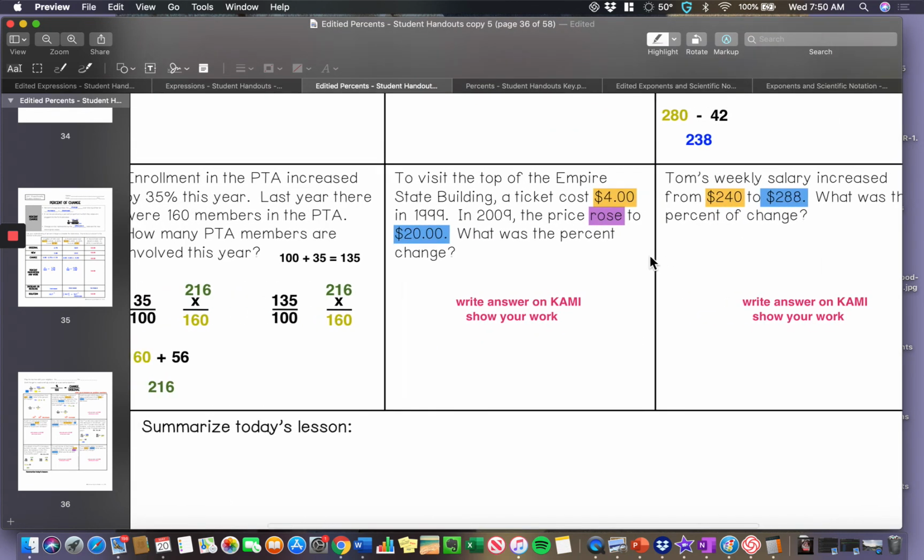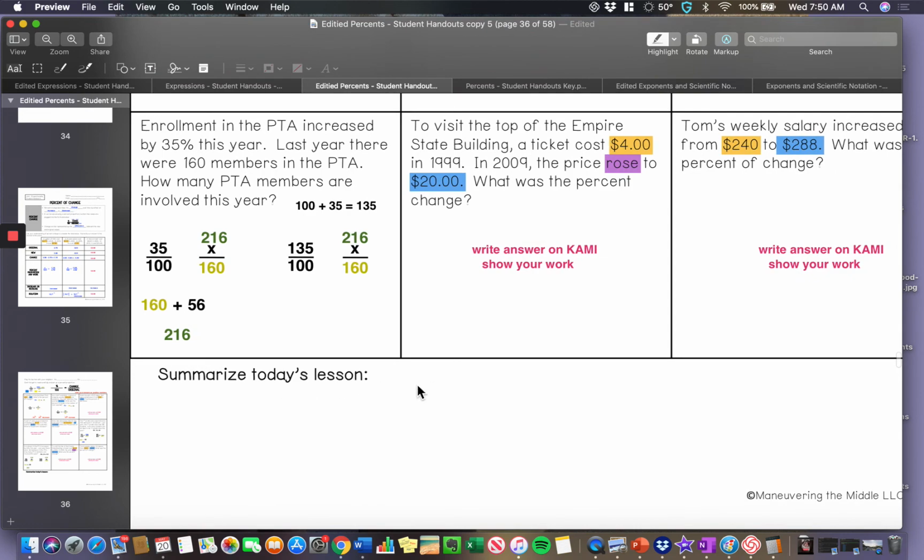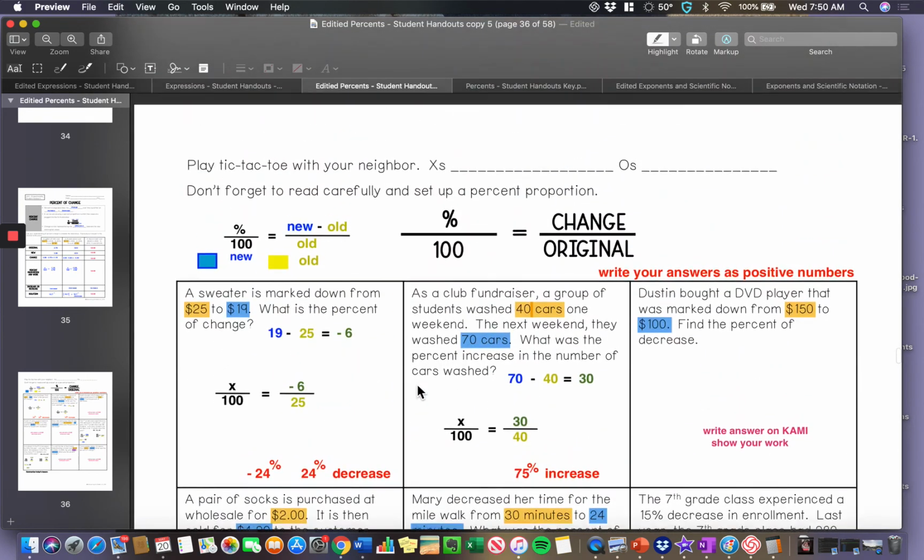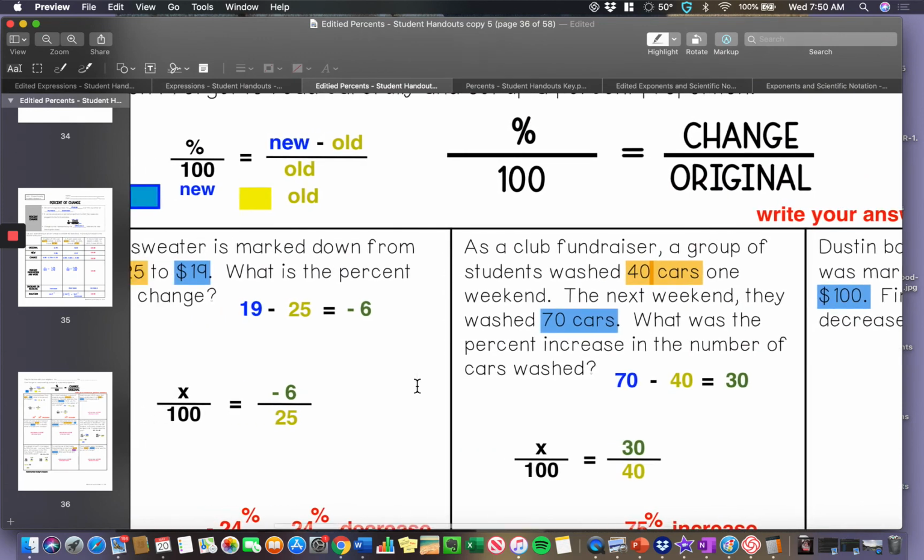All right, if you're going to write anything down here for the summary of today's lessons, I would definitely write the two different formulas up here for the summary.